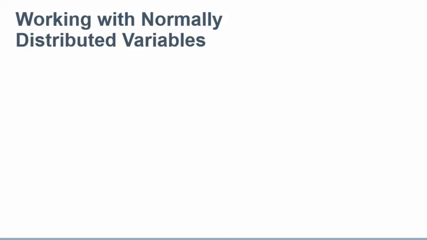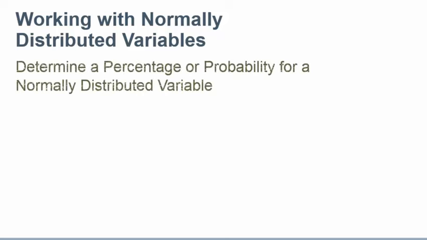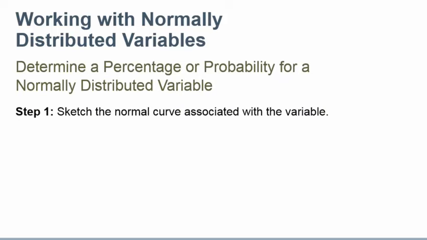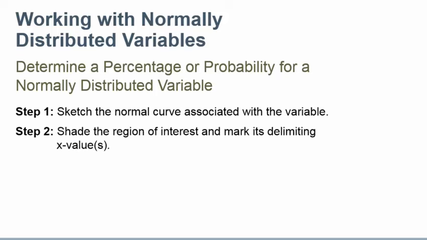Working with normally distributed variables. Determine a percentage or probability for a normally distributed variable. Step 1. Sketch the normal curve associated with the variable. Step 2. Shade the region of interest and mark its delimiting x value or values.